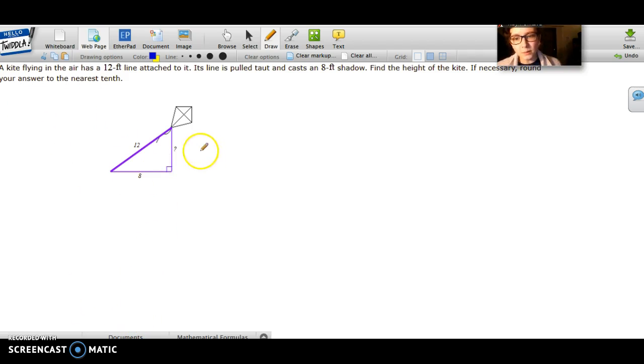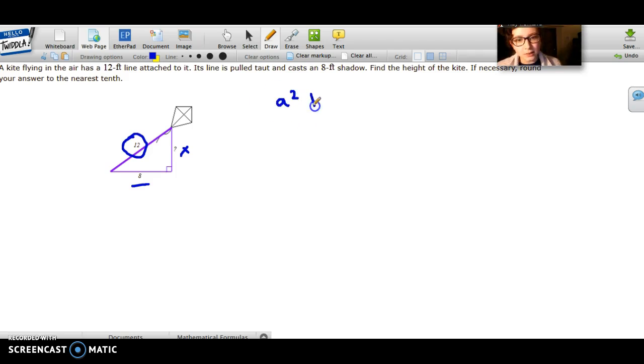Okay, so this is kind of a similar problem because it's, again, a right triangle. So the hypotenuse is 12, and the legs are 8 and some unknown number. Let's call it x, which is really the height of the triangle. So we could call it h if we wanted to. And so let's use the Pythagorean theorem.